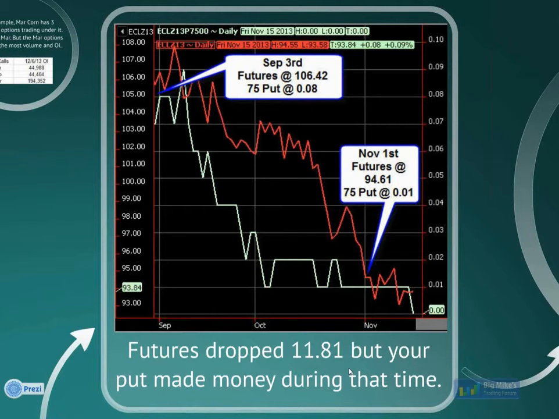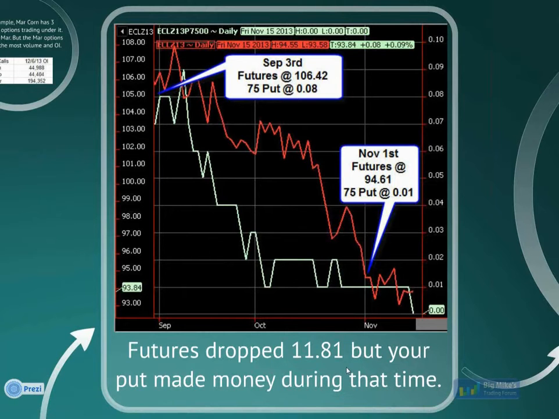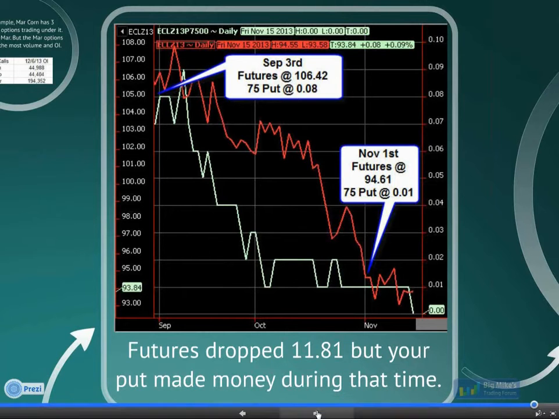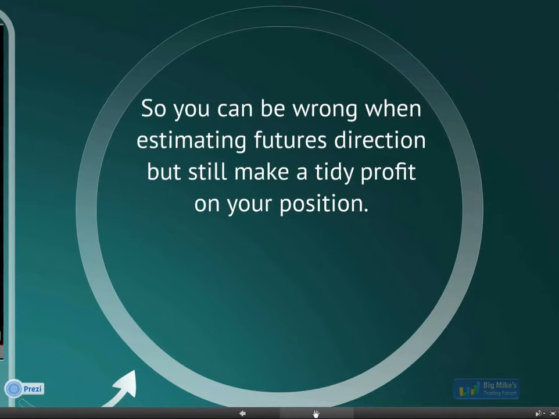You just have to be far enough out of the money, and you don't need a huge quick move in the future against you, and the option premium, the time decay, will just wipe that out. So you can be wrong when estimating futures direction, but still make a tidy profit on your position.